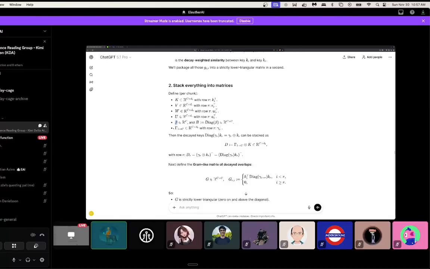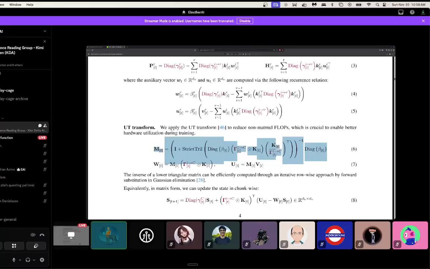And then finally, this gamma 1 to C for each row has basically the combined forget rates for step R. So this gamma R here is basically the product of all of the forget rates up to position R. Okay, so that's the notation. Before we move on to the actual derivation, does anyone have any questions about the notation?